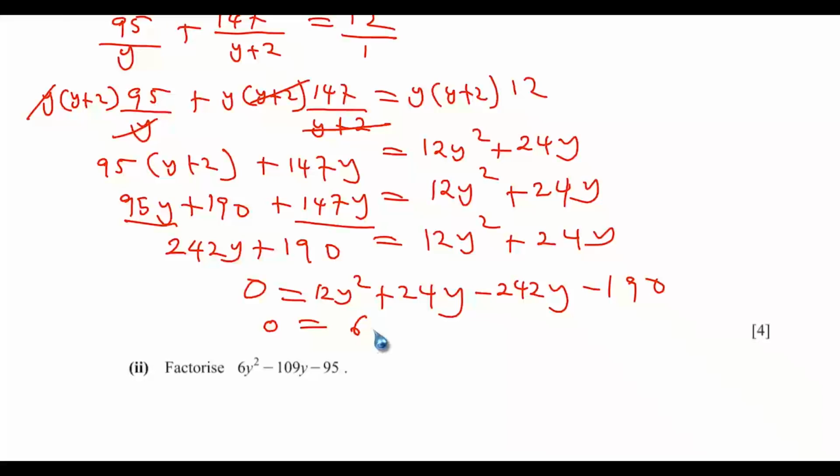Okay, I think I'm skipping a step, so let's go back. So let's remove this. So we are going to have 12y squared, then minus 218y. If you subtract 242y from 24y, you get minus 218y, then minus 190. So we can factor out 2 because 2 can actually go in the 3 numbers. So that means we're going to have 0 to be equals to 6y squared, then minus 109y, then minus 95.